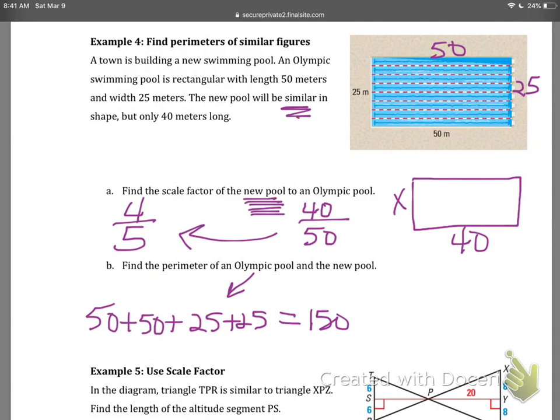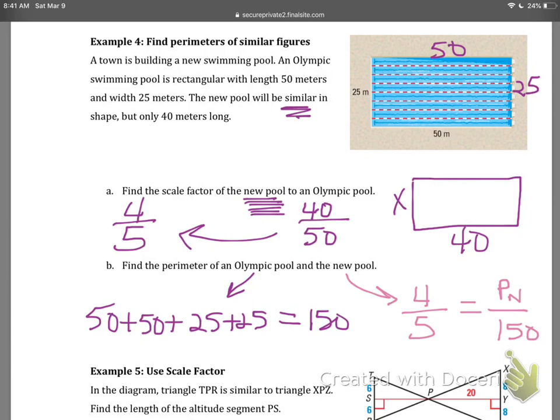Okay, now, I could work out the whole proportion, find the x, and then add everything up for the new pool, or I could work smart. I know that new pool to Olympic pool is in the ratio of 4 to 5. So I know that the perimeter of the Olympic is 150. That goes with the 5, so it's in the denominator. So now this missing value will be the perimeter of the new pool.